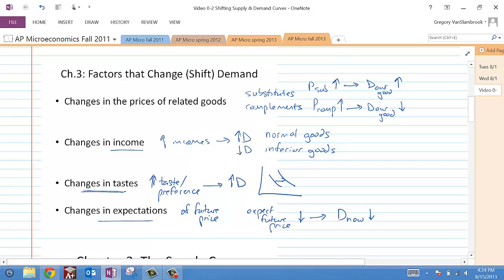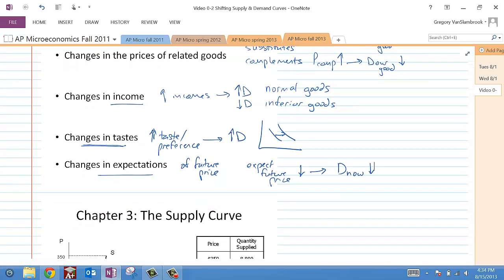We'll do a lot of examples in class of what happens in this market if this kind of thing happens, and you need to be able to explain that as a result of people's income increasing, people will buy more of it because now they have more purchasing power, etc. And we'll work with a number of examples of those.